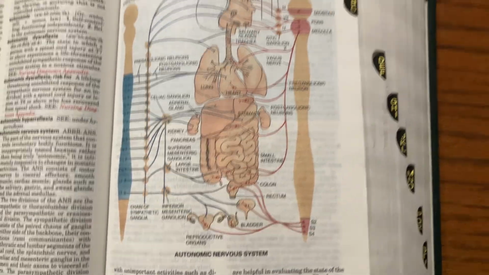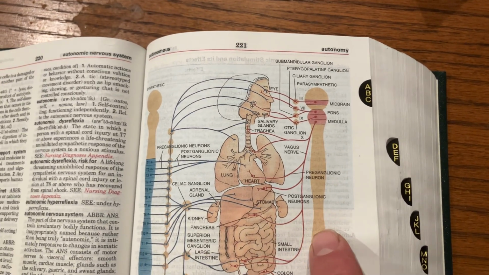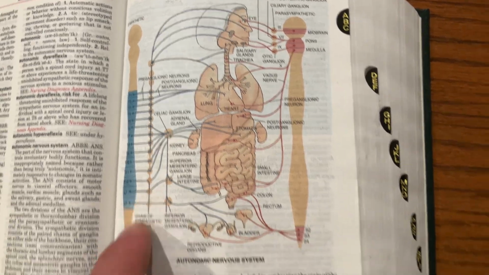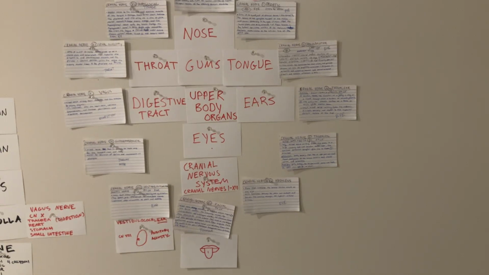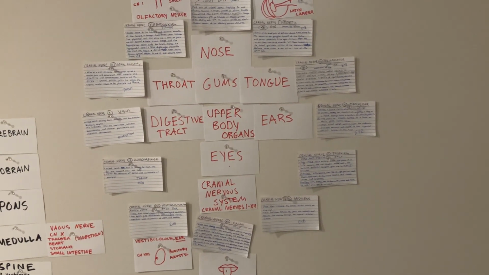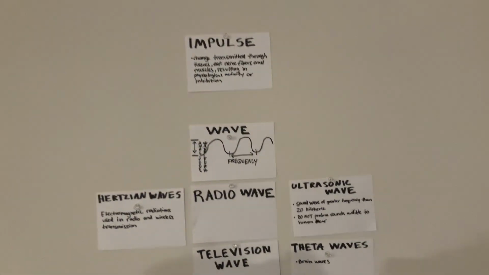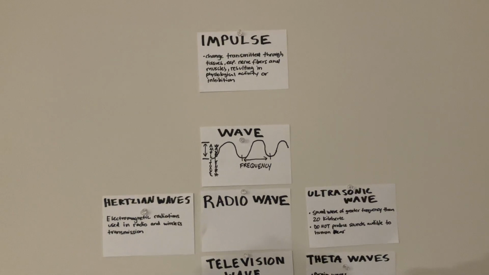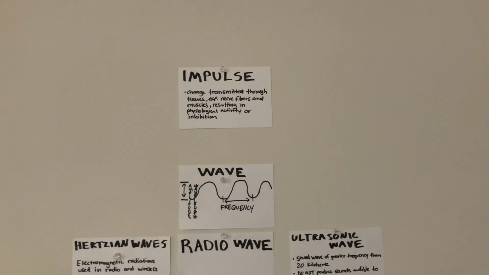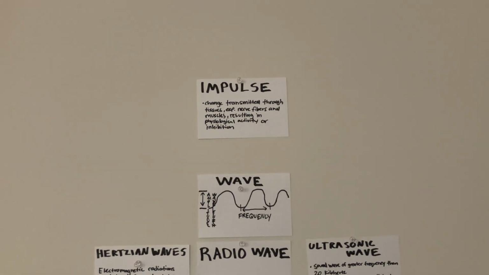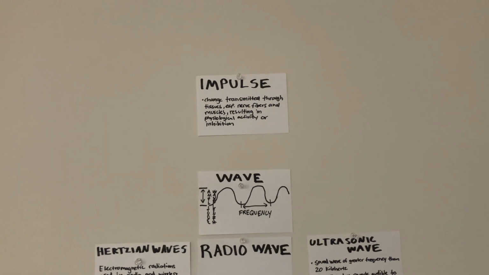Almost. Okay, so this is your parasympathetic nervous system in red and sympathetic nervous system in blue. So what affects how this operates in your body? Well, that would be impulses. Okay, then what is an impulse? It's change transmitted through tissues, especially nerve fibers and muscles, resulting in physiological activity, or, keyword here, inhibition.